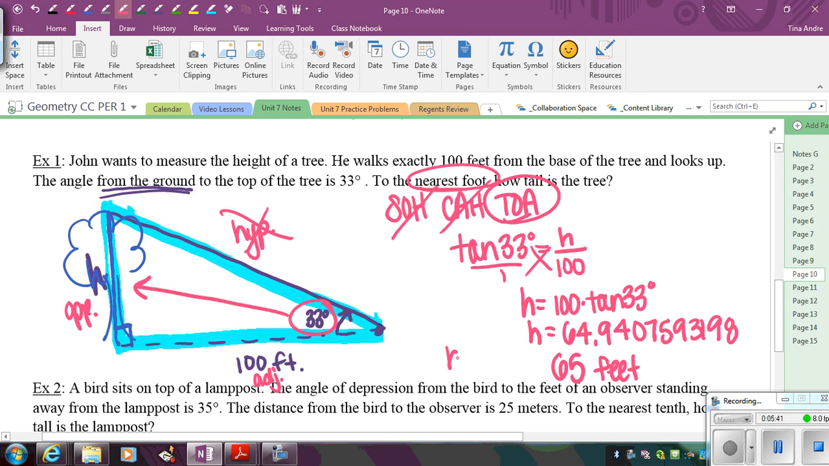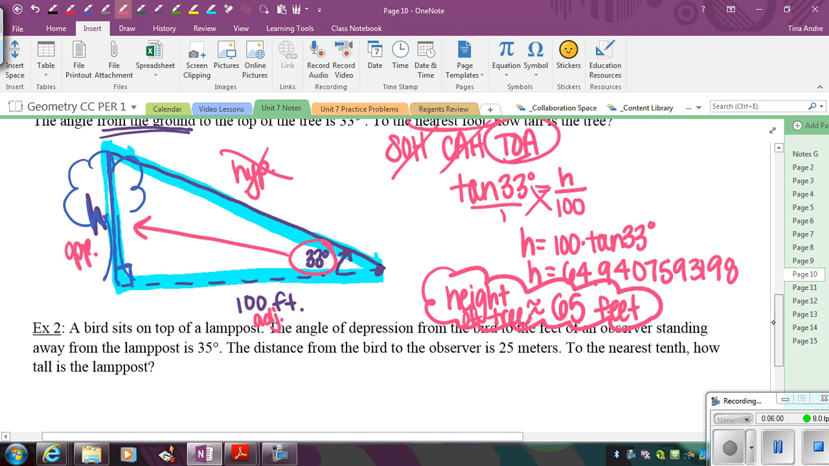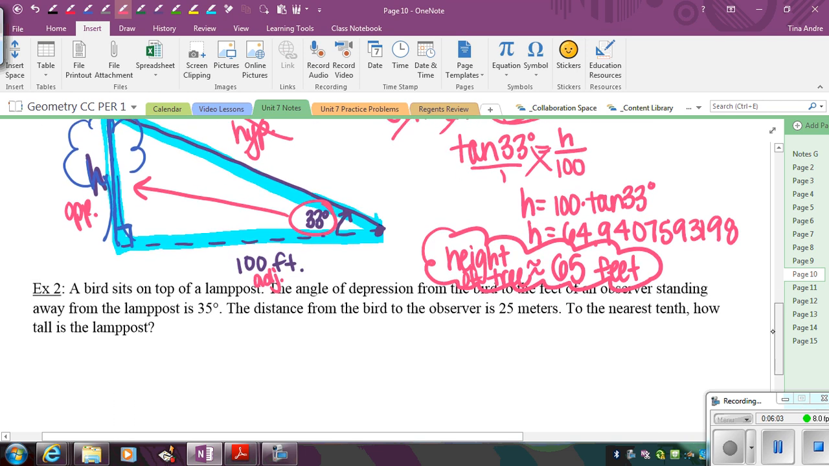So I'm just going to say height of tree is approximately 65 feet. So this part here is the same as what you've been doing. The new part is, okay, now these are application problems. Sometimes you're going to have to draw a diagram. Sometimes the diagrams will be drawn for you. But the math behind it is exactly what you guys have been doing.